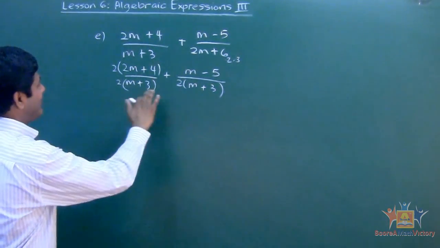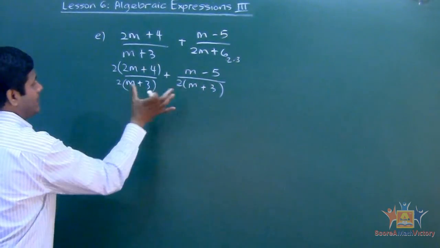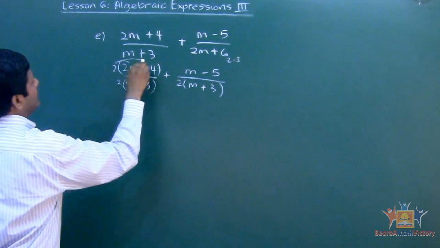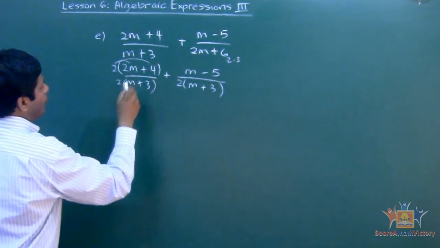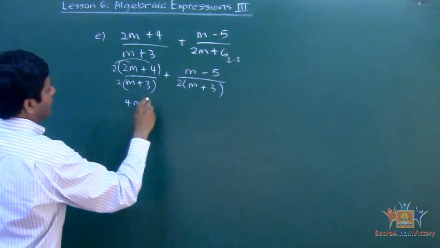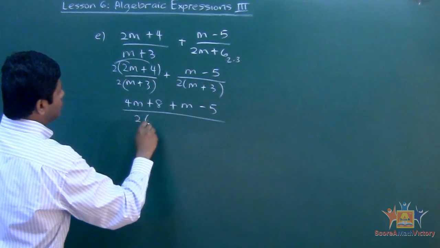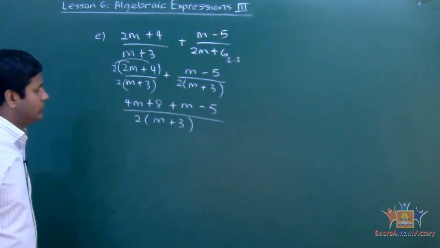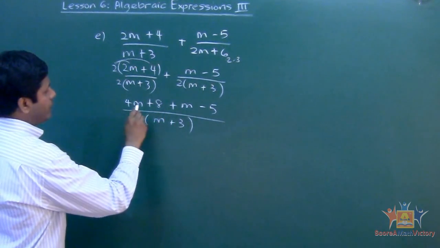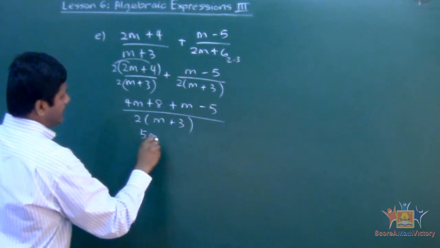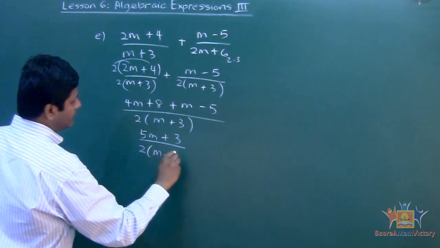Now the common denominator. Now I can combine the numerators, okay? Because they're common denominators. So let's expand that. In other words, distribute the 2 using the shooting arrow method. 2 times 2 is 4, 4m. 2 times 4 is 8. Plus m minus 5 over 2m plus 3. 2 times m plus 3. Alright? So now m and m I can combine. 4m plus m is 5m. 8 minus 5 is 3 over 2m plus 3 right there.